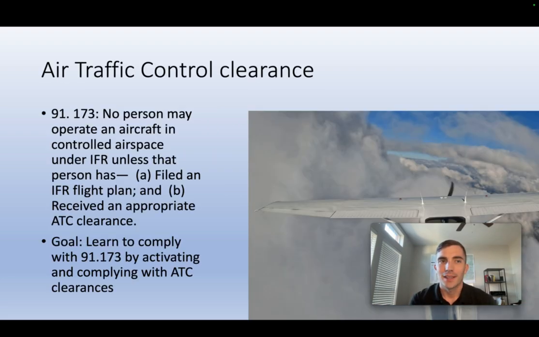Okay, so we're going to start with the why. Why do we need air traffic control clearances? And the answer is 91-173. No person may operate an aircraft in controlled airspace under IFR unless that person has filed an IFR flight plan and received an appropriate ATC clearance. So we see here, if we want to be flying like this Cessna in some good IFR conditions, we need to have filed a flight plan and received a clearance based off of that flight plan. The goal for this lesson is to learn to comply with 91-173.